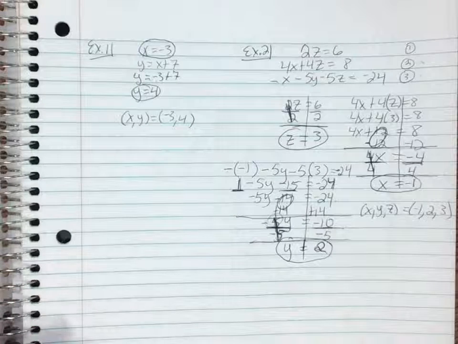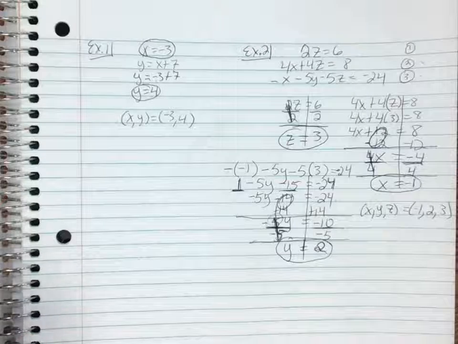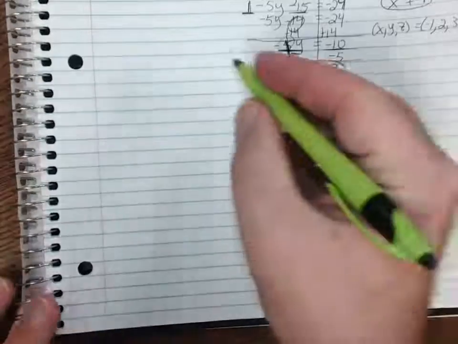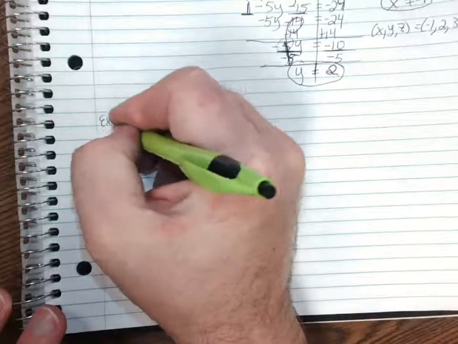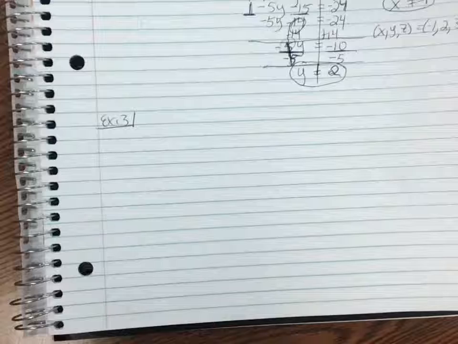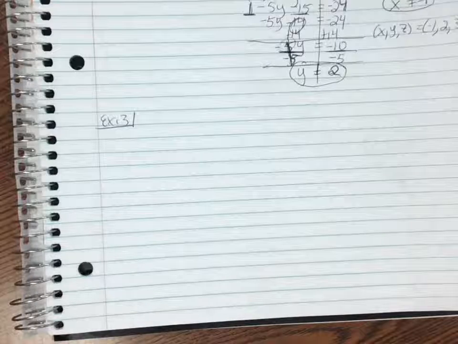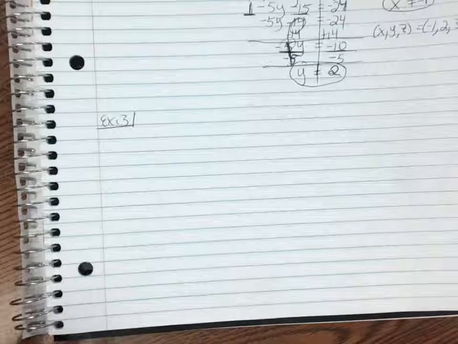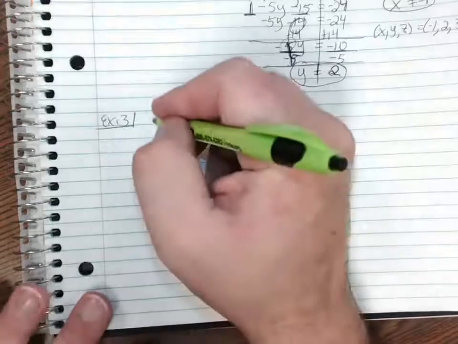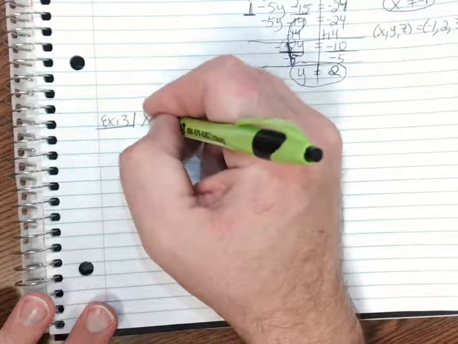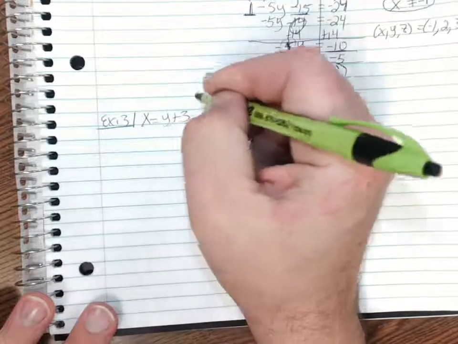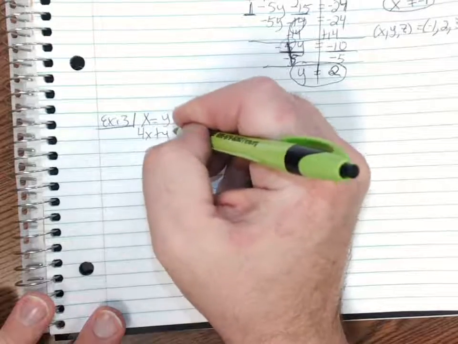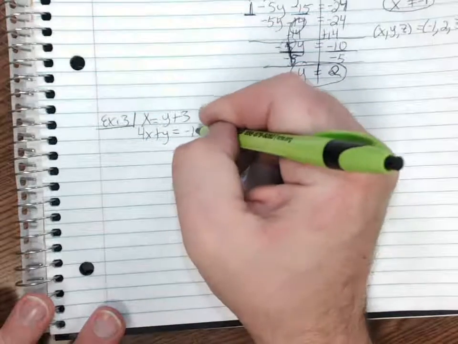The next 2 examples I want to do are examples of what you do when you haven't been given the value of a variable to begin with. So let's do example 3, and I'm probably going to end up using a little more space for this. No, that's a lie. Example 3 is pretty quick, but example 4, I'm going to need a bunch of space. So example 3 is 2 equations with 2 unknowns. I'm going to give you x equals y plus 3 and 4x plus y equals negative 13.